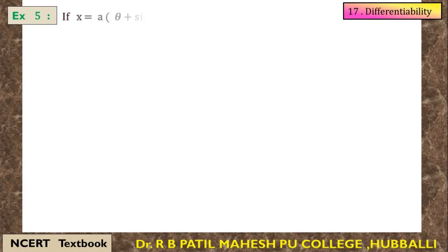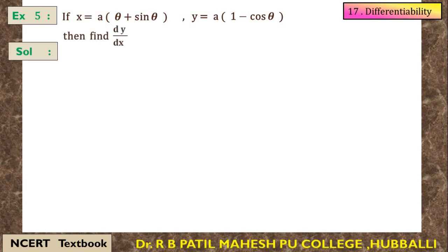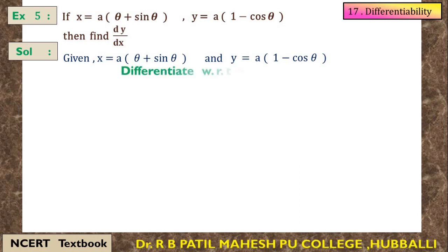Next example, if x is equal to a into bracket theta plus sin theta, y is equal to a into bracket 1 minus cos theta, then find dy by dx. So first you write the given functions, x is equal to a into bracket theta plus sin theta and y is equal to a into 1 minus cos theta. Differentiate with respect to theta. So left side is dx upon d theta.